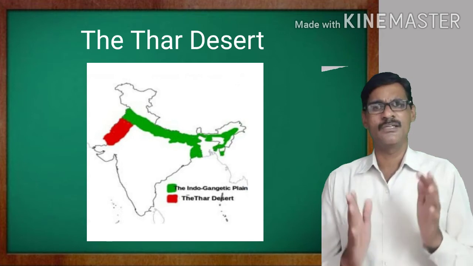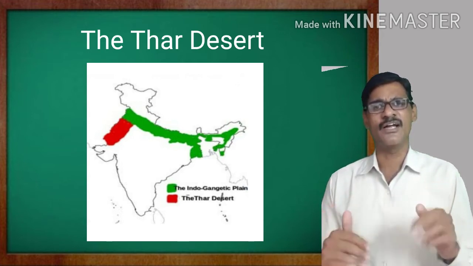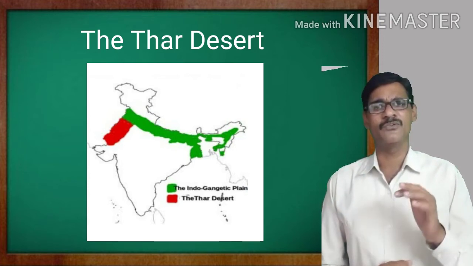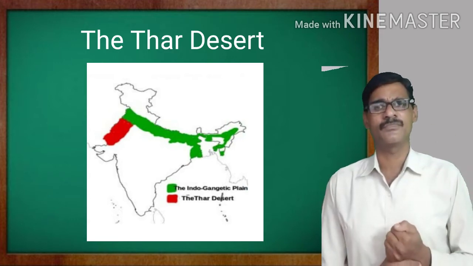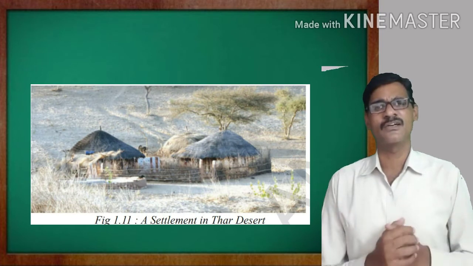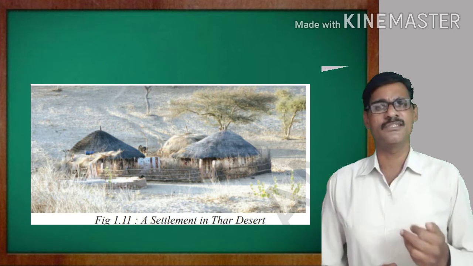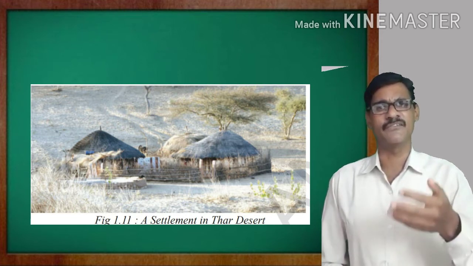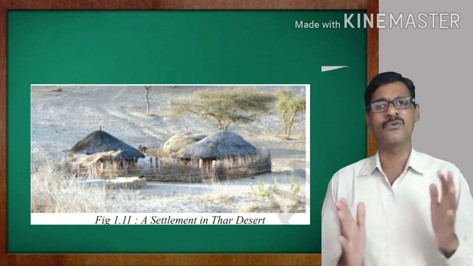Totally, this desert area is very hot and dry. We get rainfall of 100 to 150 mm per year. And the days in the summer are very hot and nights are cool. In other seasons, days are warm, and especially in the winter season, days are warm and the nights are very cold.